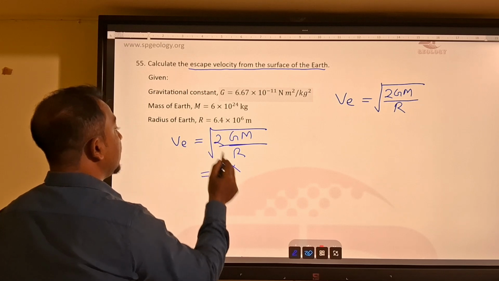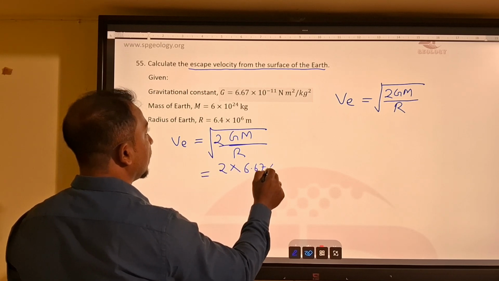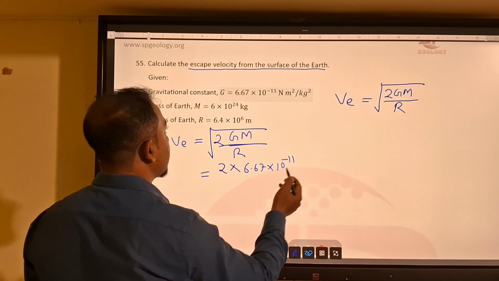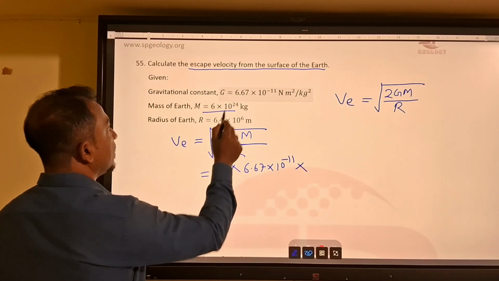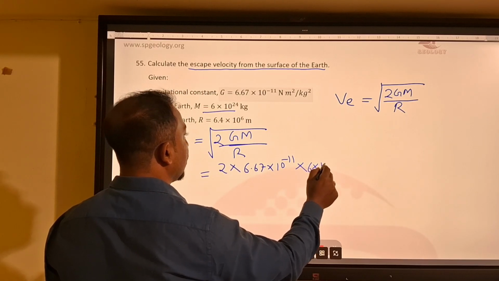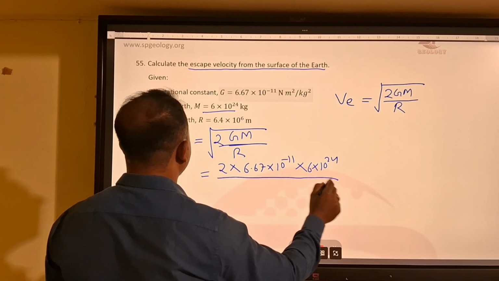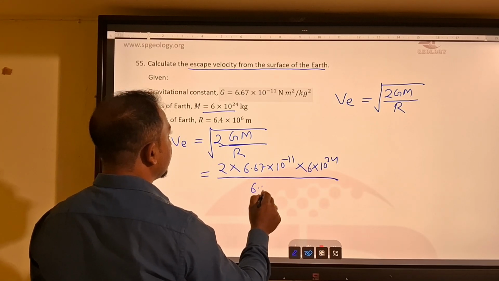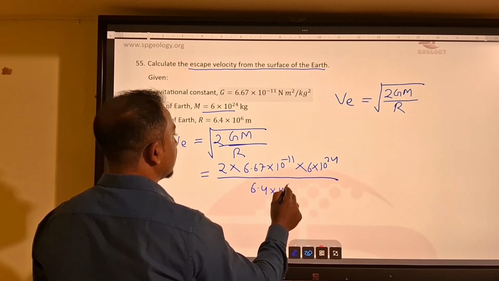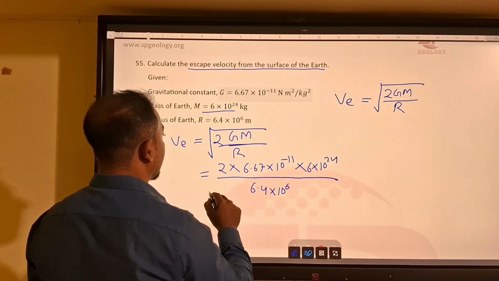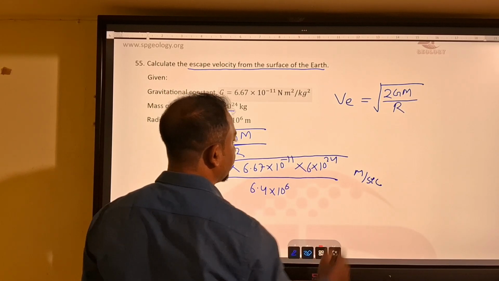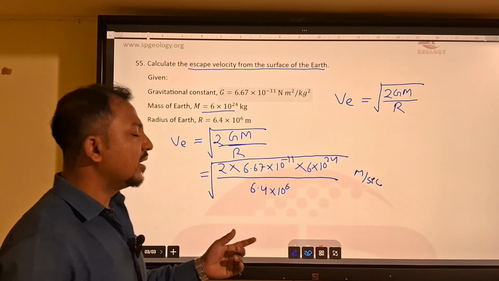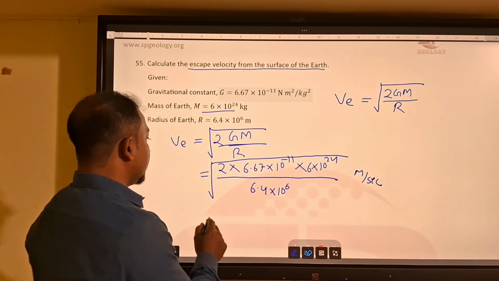G is 6.67 into 10 to the power minus 11. Then mass of the earth is 6 into 10 to the power 24, divided by radius, which is given as 6.4 into 10 to the power 6, all under root. The answer will be in meter per second.